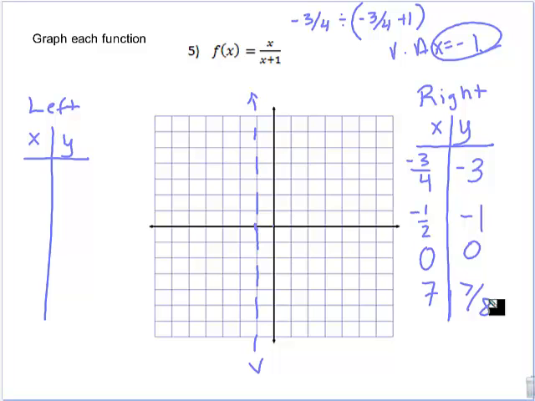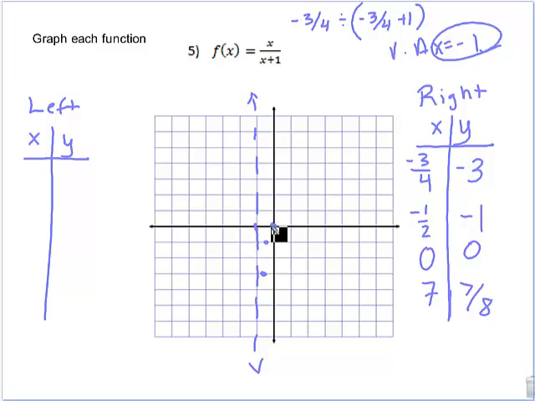Now we will plot these. Negative 3/4: we're pretty close to the line, and we're down at negative 3, so we're going to put a point there. Negative 1/2: we're down at negative 1, so we'll put a point there. These are approximate because they are fractions or decimals. 0, 0, we know that one for sure.